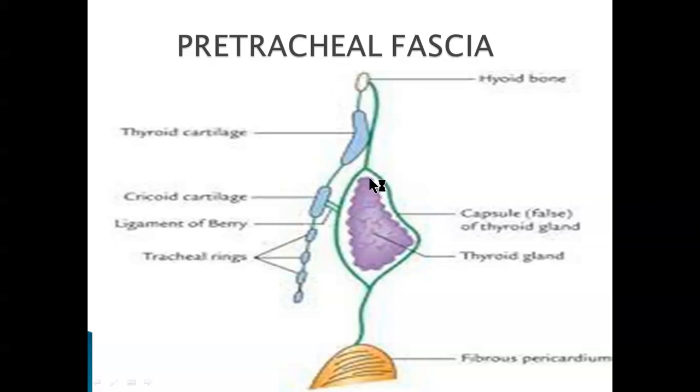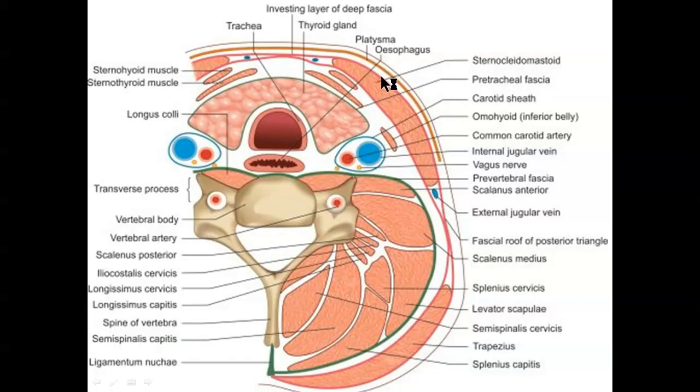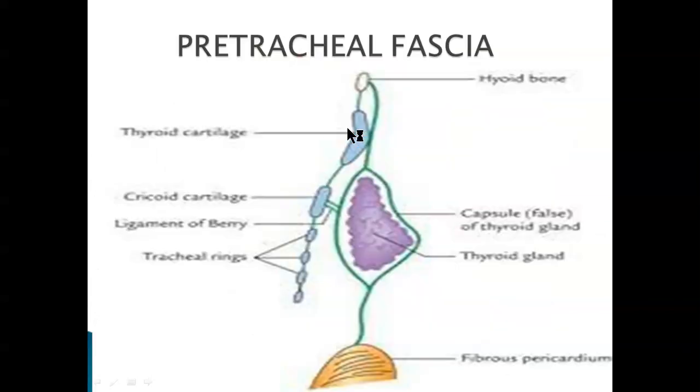Here we have the pretracheal fascia. Remember, as already mentioned, it was the investing layer which covers everything in your neck like a collar. But right now we are talking about the pretracheal fascia. Here is the pretracheal fascia. So the pretracheal fascia's upper attachment is to your hyoid bone. It's attached to your hyoid bone, and here it is, the investing layer.